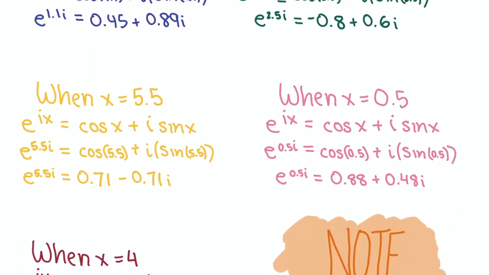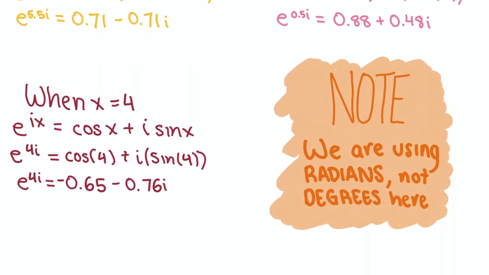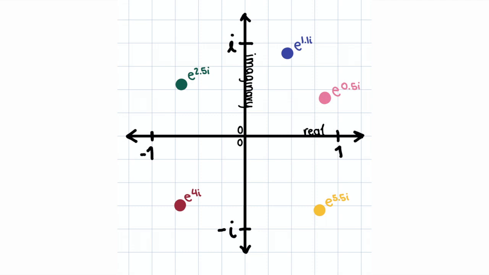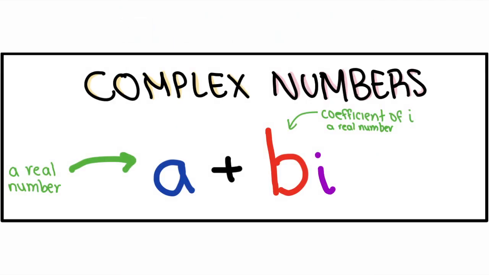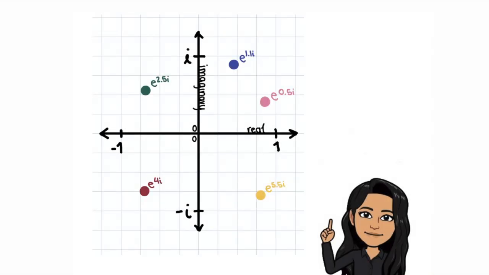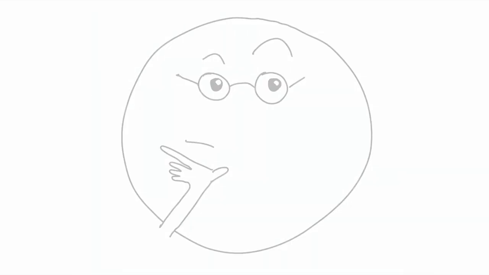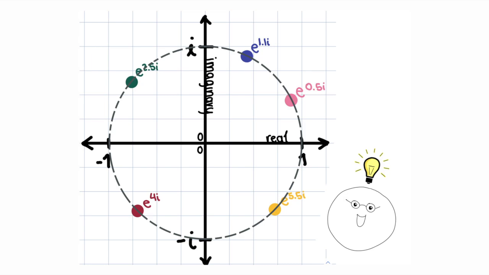So let's put in some values for x. And then let's graph them. But instead of graphing them normally on the coordinate plane, we have to use the complex plane to accurately describe the complex numbers. So what do you notice about the graph? Yup, putting Euler's formula on the graph produces a circle.